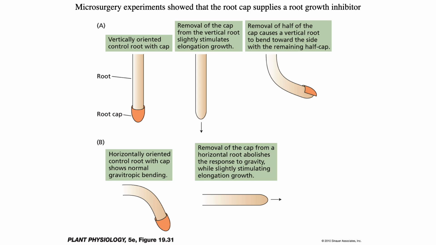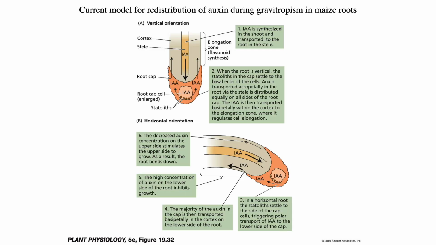Likewise, if one places the intact root into a horizontal position, the root will grow positively in the direction of gravity. However, if the root cap is removed, the root will grow horizontally, not perceiving the gravitational force. Here we can see the current model in 2010 for root gravitropism. This model is still valid today.